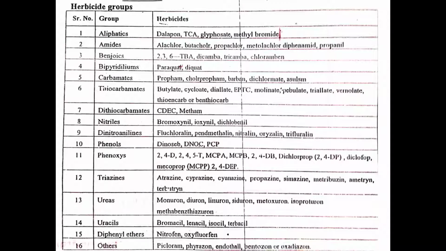Then dinitroanilines like fluchloralin, pendimethalin, nitralin, oryzalin and trifluralin. Then the phenols group of herbicides like dinoseb, DNOC or PCP. Then the phenoxy group of herbicides like 2,4-D, 2,4,5-T, MCPA, MCPB, 2,4-DB, dichlorprop, diclofop, mecoprop or 2,4-D EP. Then the triazines group of herbicides like atrazine, cyanazine, ametryn, propazine, simazine and metribuzin.